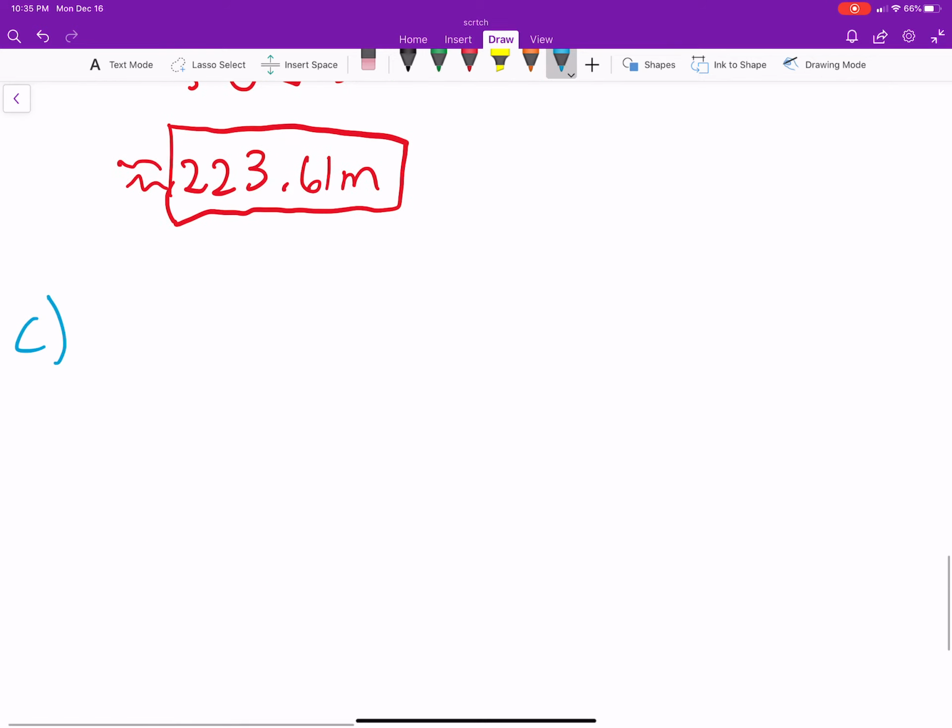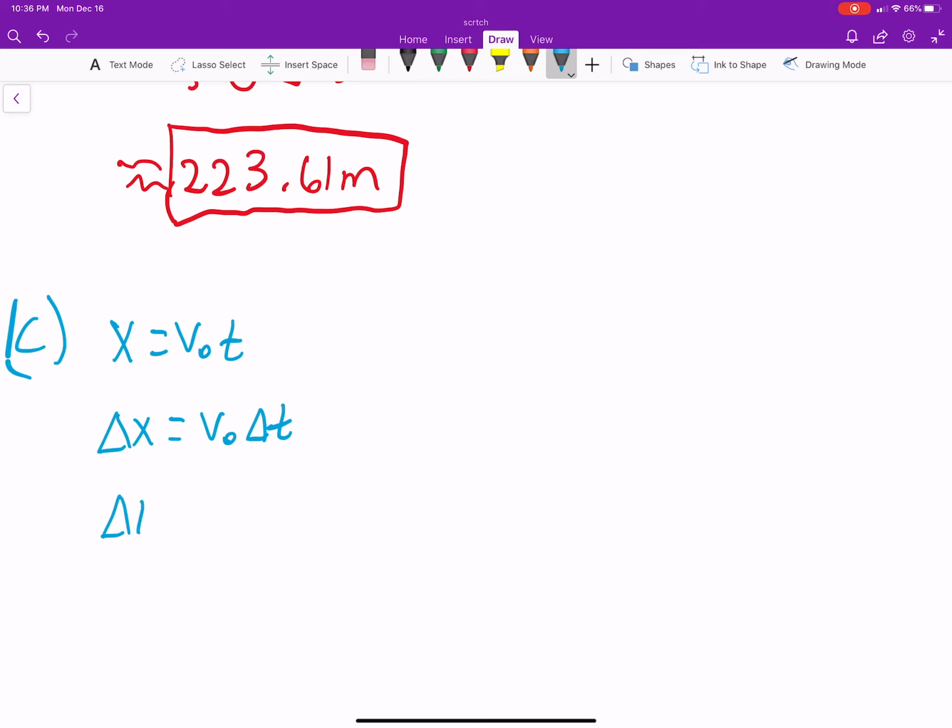And then for part C, what does it want to know? It wants to know if we want the care package to be within 10 meters of the raft, what's our margin of error? So x equals v naught t. But if we think of this as time intervals, then delta x equals v naught delta t, where delta t is equal to delta x over v naught. So we wanted it to be within plus or minus 10 meters over the 50 meters per second.